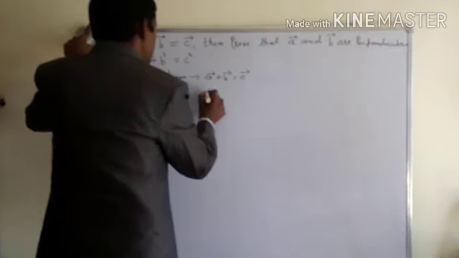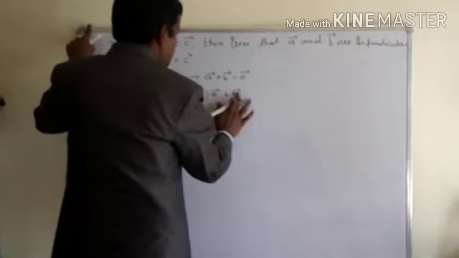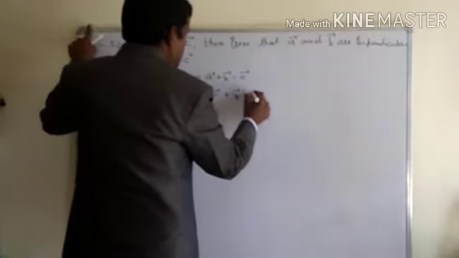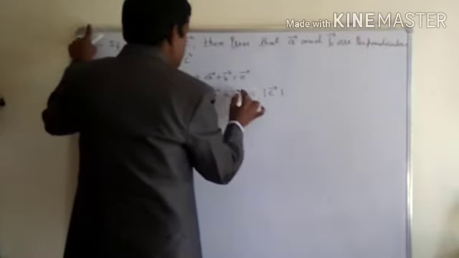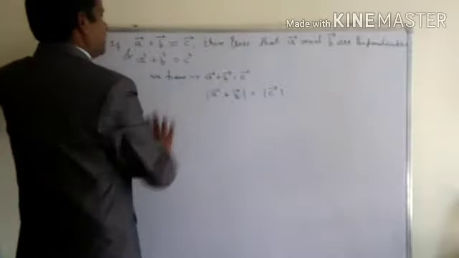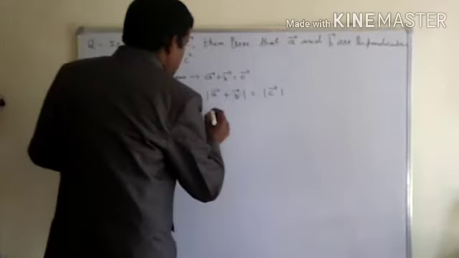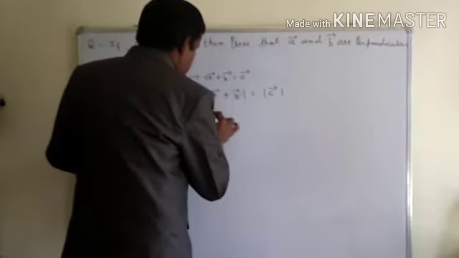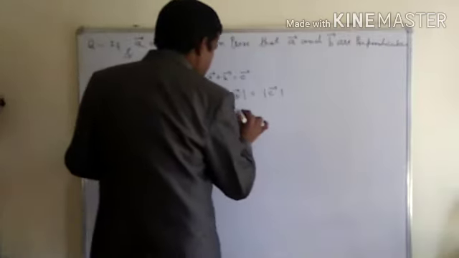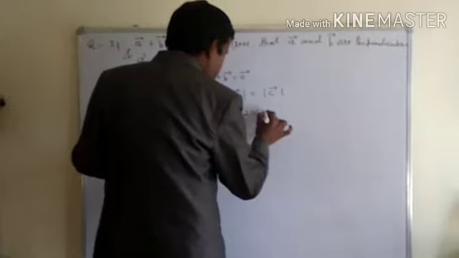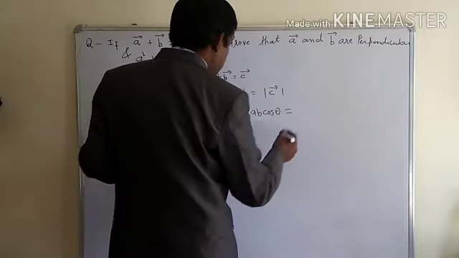Now what will we do over here? We are taking the modulus on both sides. The modulus of vector A plus vector B is equal to the modulus of vector C. And you know the modulus of this we will write as square root of A square plus B square plus 2AB cos theta, equal to C.